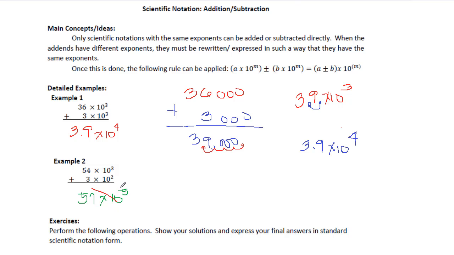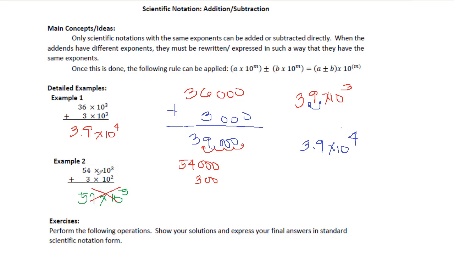And I think we should know by now why this is not correct. Because 54 times 10 to the 3, if written in conventional notation, will just be 54,000, right? 54,000. And 3 times 10 to the 2 will just be 300.